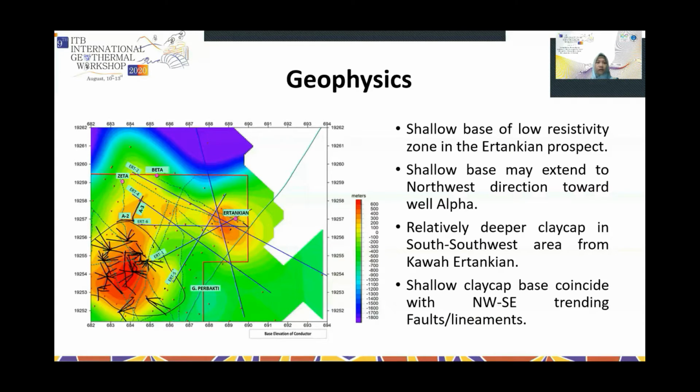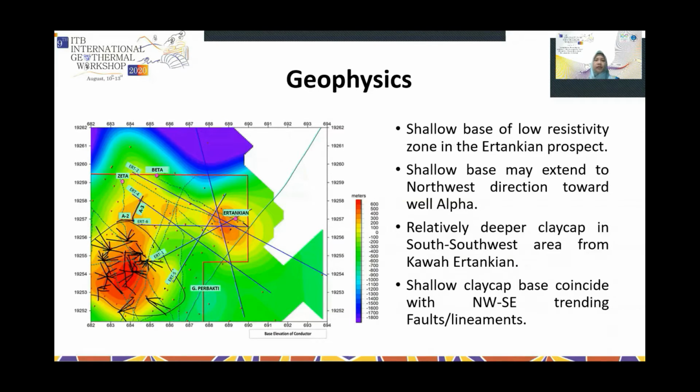In the case of Ertankian, the elevation of the base of the less than 10 ohm-meter layer was determined from the 1D MT models from each of the MT stations. The figure shows that the shallowest base of the conductor is observed in the area near the Ertankian fumarole and possibly extends to the northwest towards the Alpha well or A-3 well area. Towards the south and southwest from Ertankian, a significant deepening of the base of the clay cap is observed.